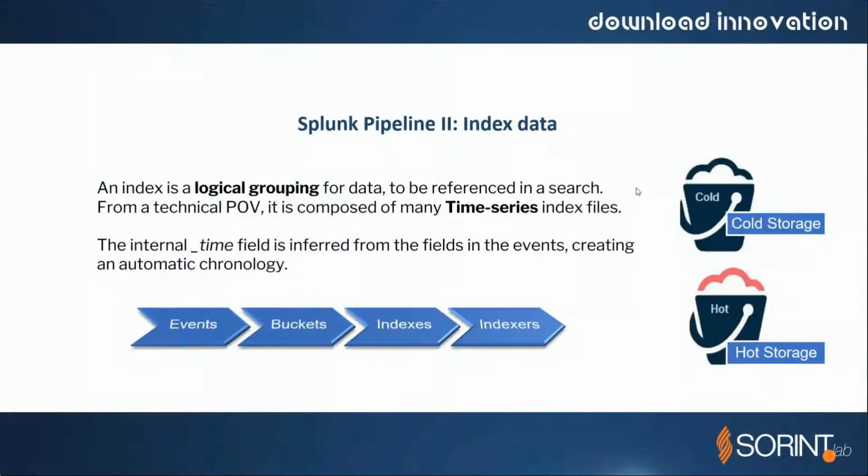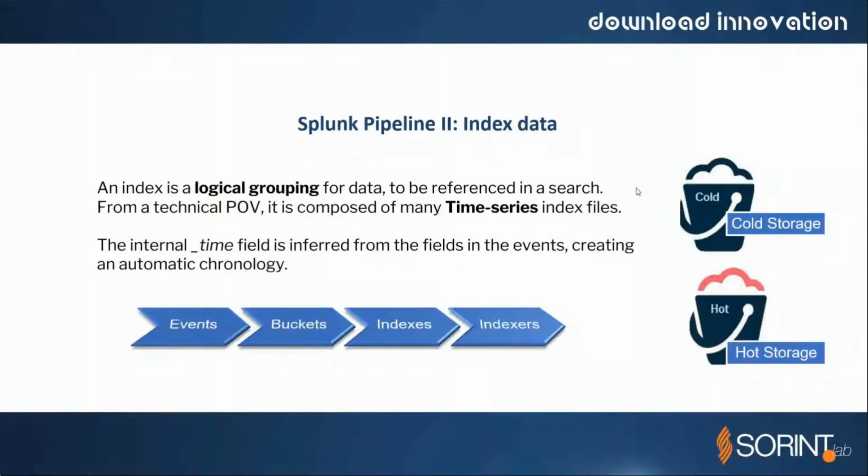By index, we mean two different things, one abstract and one practical. From an abstract point of view, an index is a logical grouping for data to be referenced in a search. From a more technical viewpoint, an index consists of many time series index files, according to source types, that we will later talk about. An internal special field that is very important is the underscore time field. This gives an automatic chronology to our events, that is a history of our logs.